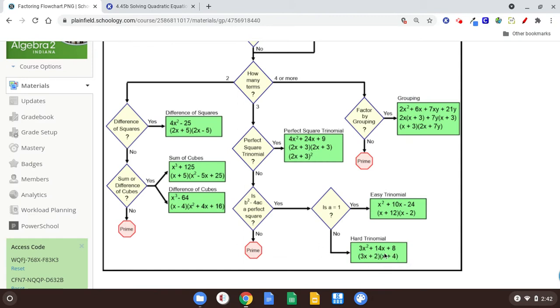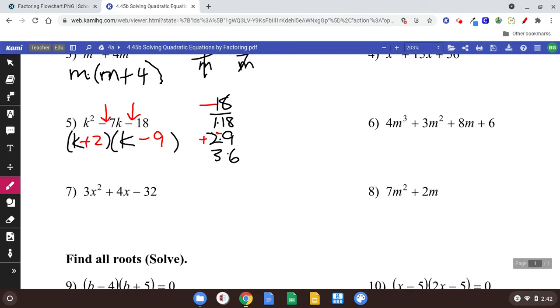So this is a hard trinomial. So hard trinomial works a lot like an easy trinomial. There's just one little difference. So we're going to factor this, and it starts off kind of the same way. Notice you have to have that 3 there, though.